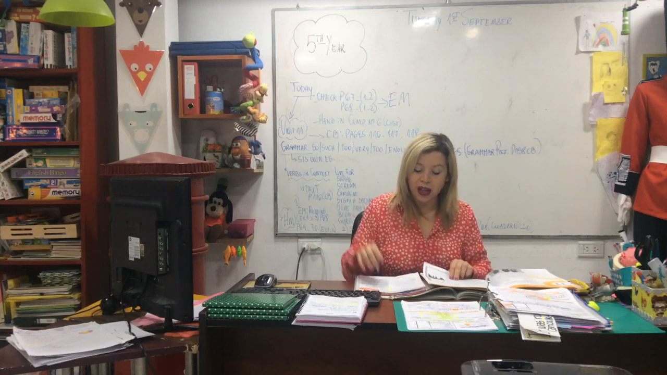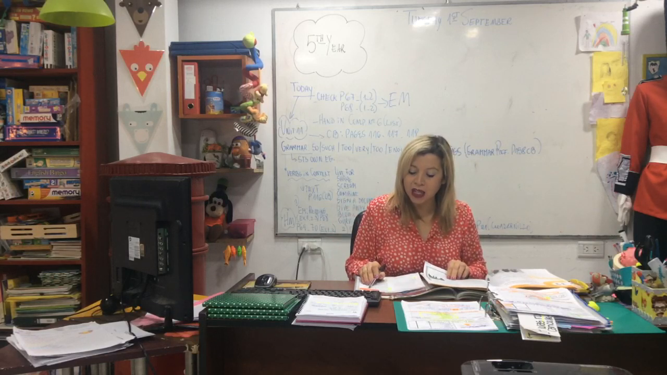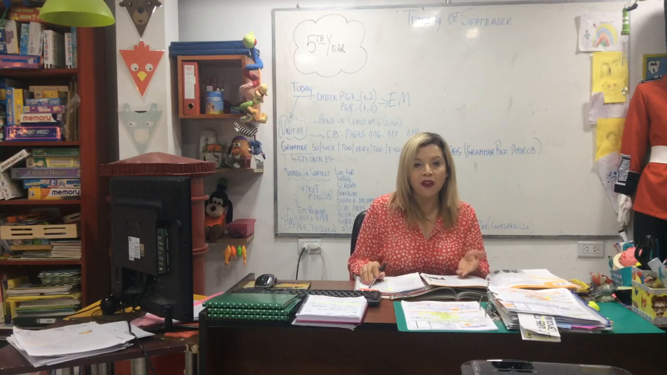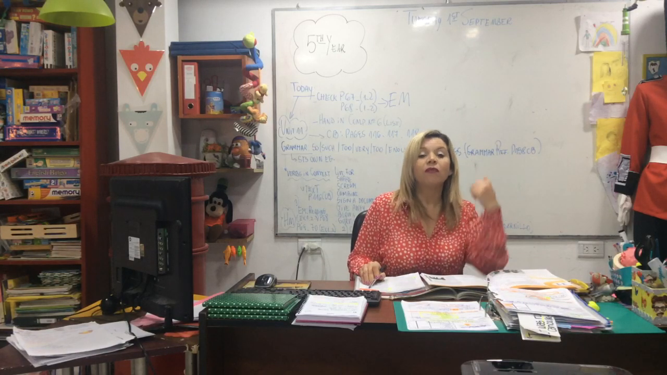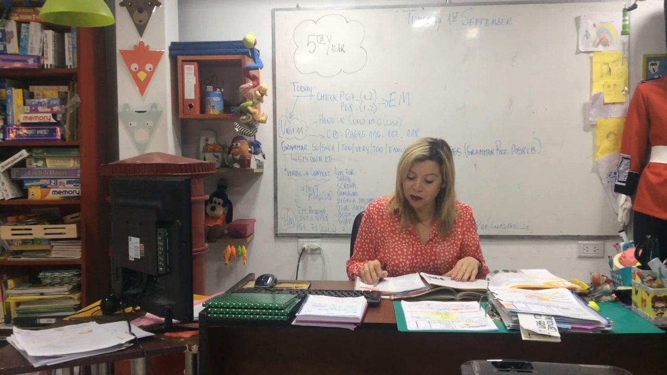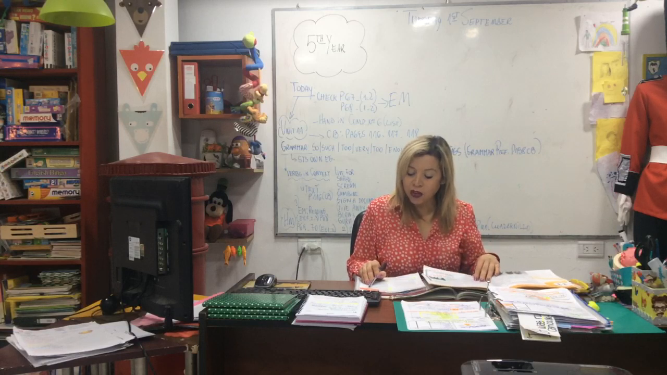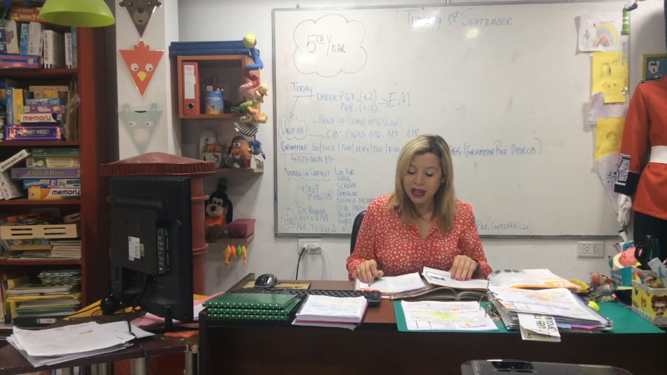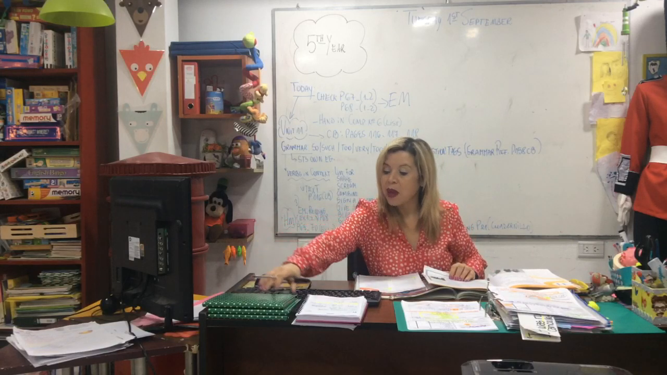Exercise 2, 1: must have taken. Remember the modal verbs in the past, must have, and the past participle, the third column of verbs. 2, must have worked, 3, can't have been, 4, must have felt, 5, might have left, 6, can't have expected, 7, might have been, 8, can't have made.